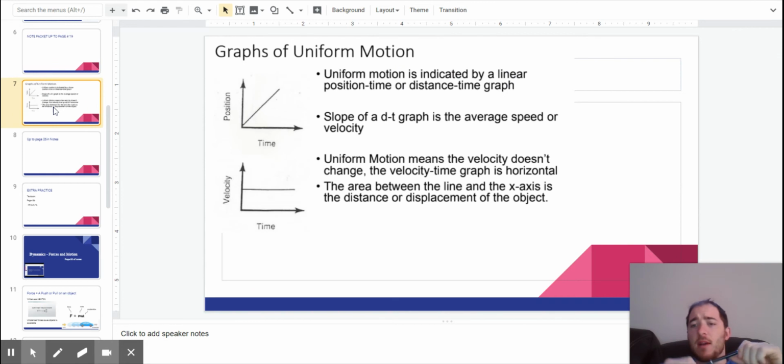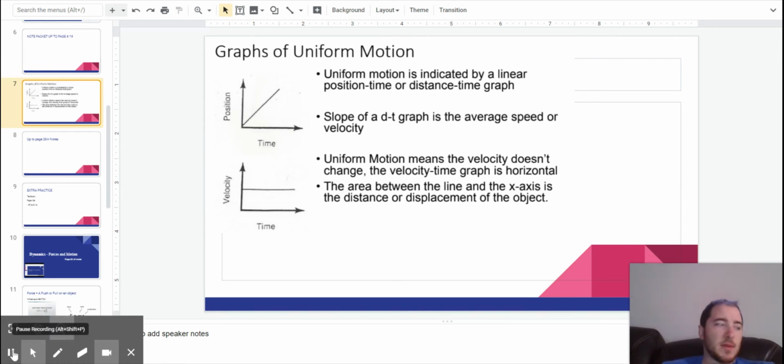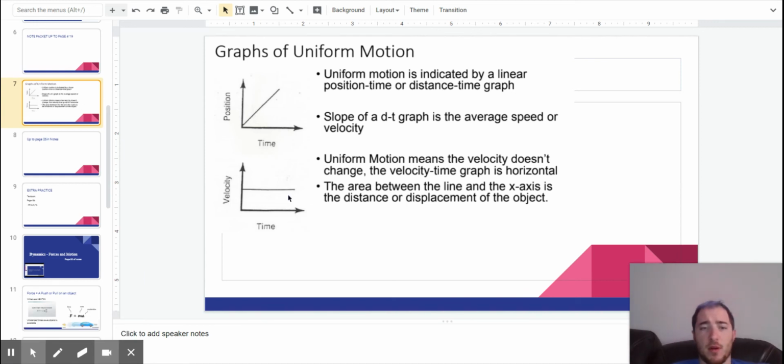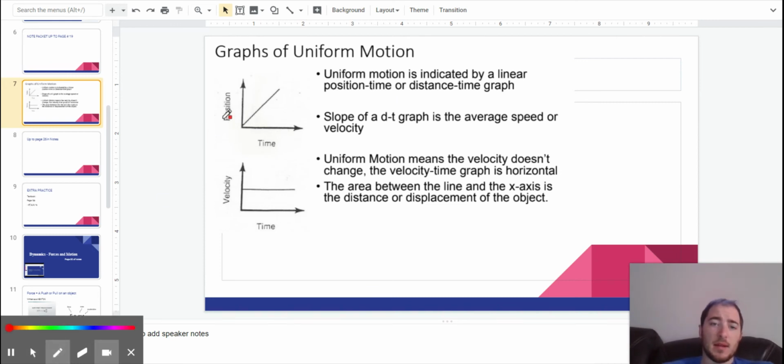Okay, so now we're going to talk about graphing. We'll always talk about graphing. It's an important thing in physics to understand the data and to be able to present the data to people easily. So there's going to be two graphs when it comes to uniform motion. Uniform motion means continuous motion. Okay, so they're either going to look like this here, or this here. Uniform motion is indicated by a linear position time or distance graph.